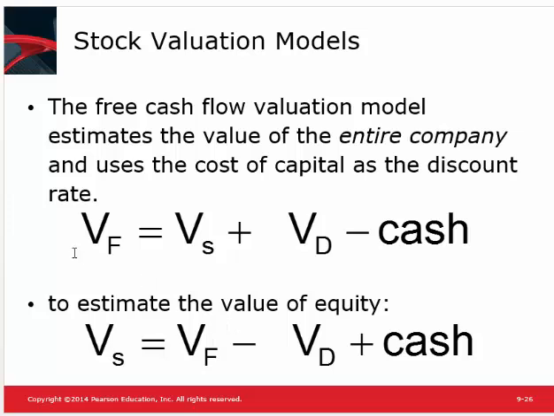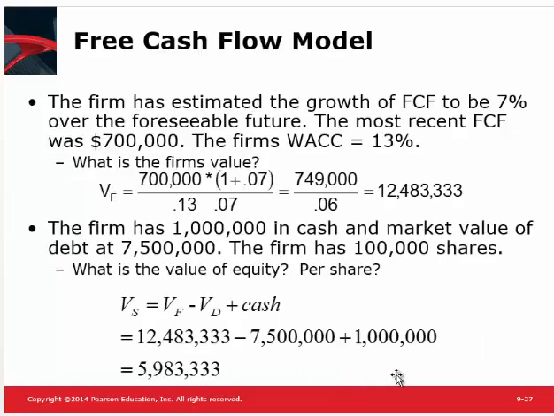So the value of the company is worth the value of the stock plus the value of the debt less the cash of the company. So if we solve for the value of the stock, we take this free cash flow valuation, subtract out the debt and add the cash. So here we have a company, 7% is the growth rate of free cash flow. Most recent cash flow was $700,000. Weighted average cost of capital is 13%. So this company is roughly worth $12.5 million.